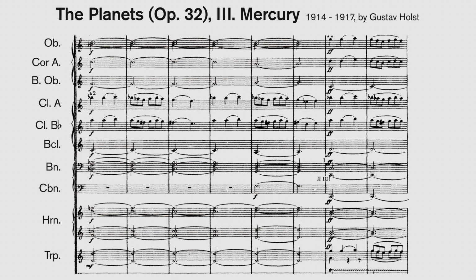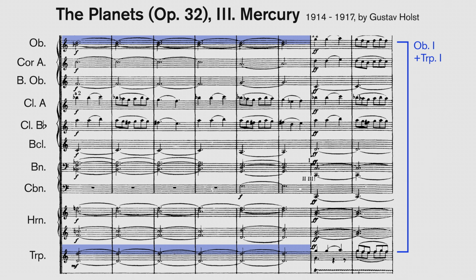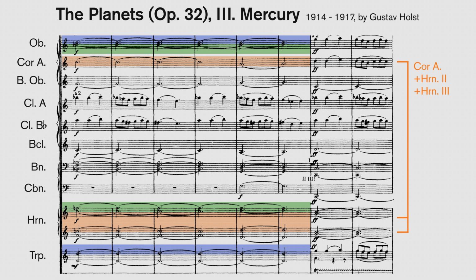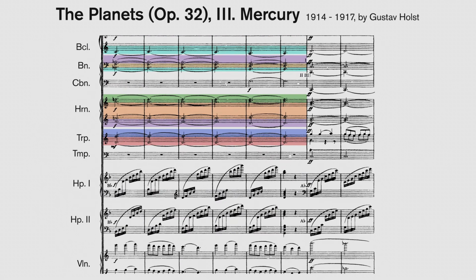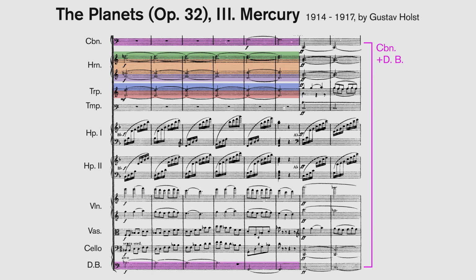In descending order, we get oboe 1 paired with trumpet 1, oboe 2 paired with horn 1, cor anglais with horns 2 and 3, trumpet 2 by itself an octave below trumpet 1, horn 4 with bassoon 1, bass oboe with bassoon 2, and bass clarinet with bassoon 3, while the contrabassoon is with the double basses.